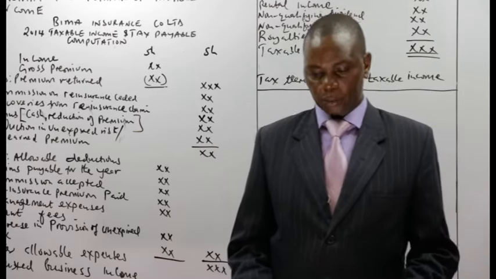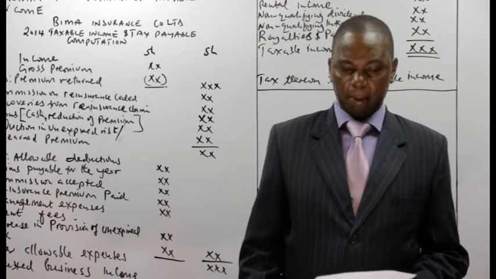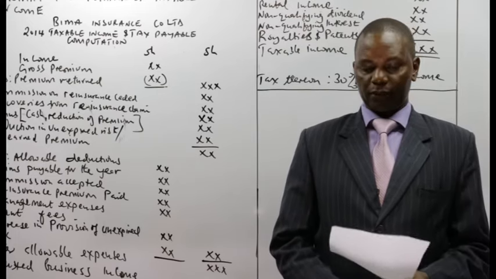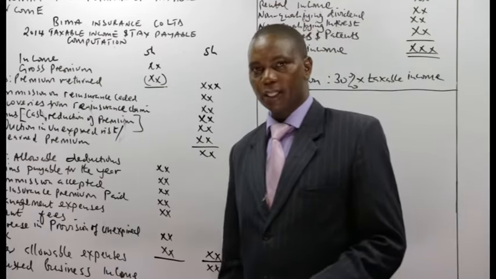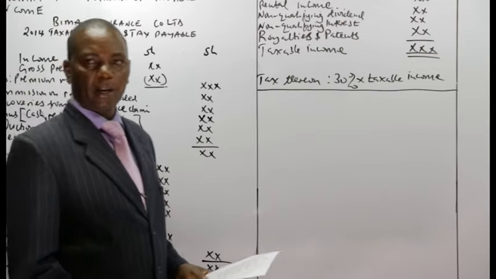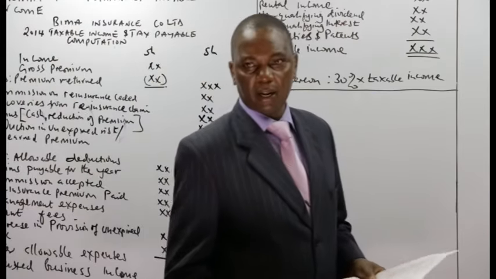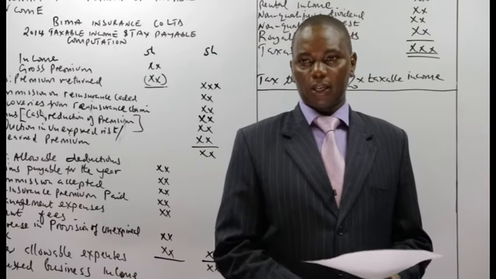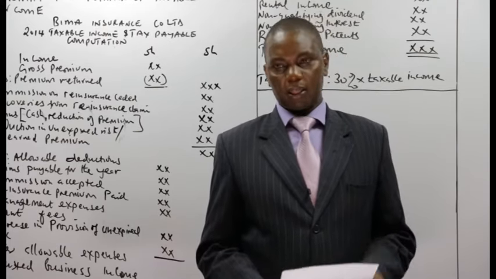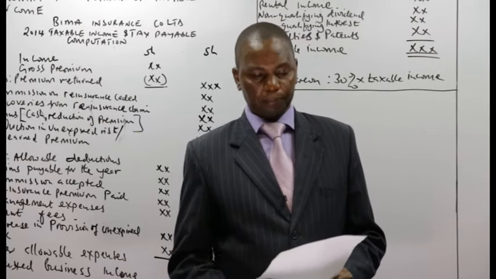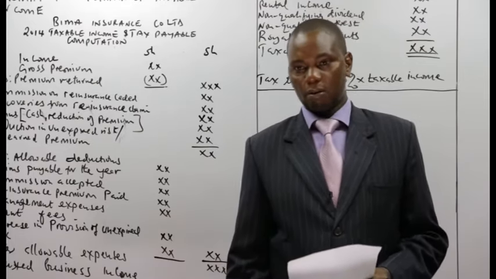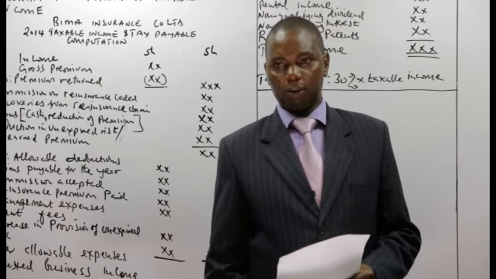So we will go through the question again, picking the items of income and also picking the items of expenditure. For the items of expenditure, we will indicate whether the expenditure is allowable or not allowable. Remember, we have already gone through the list of allowable and non-allowable deductions. This list applies to all types of businesses. So in this question, we will identify the allowable and non-allowable expenses. So the first item in this list is the bad debts. The bad debts are allowable, as we saw in our list of allowable expenses.